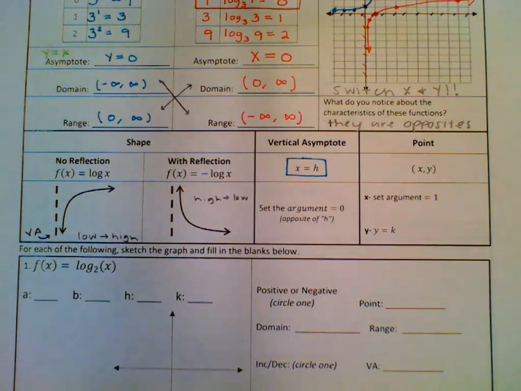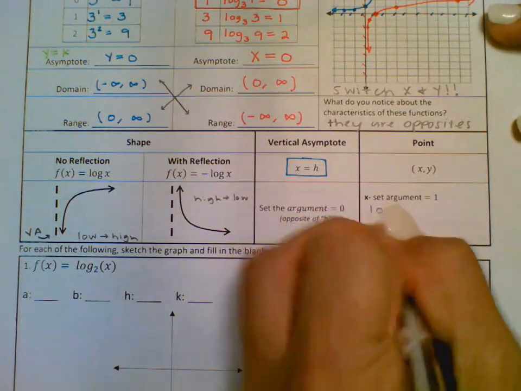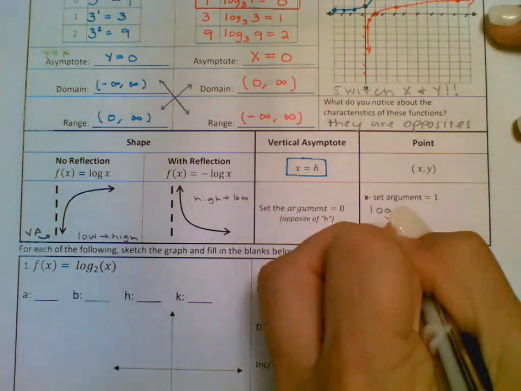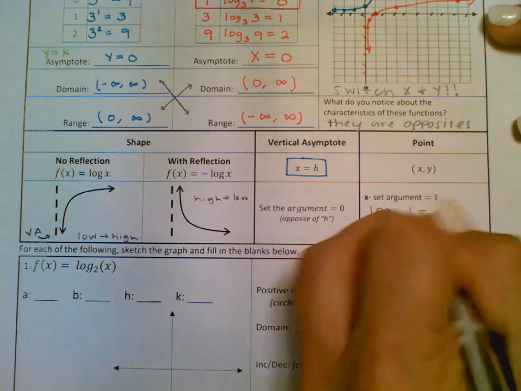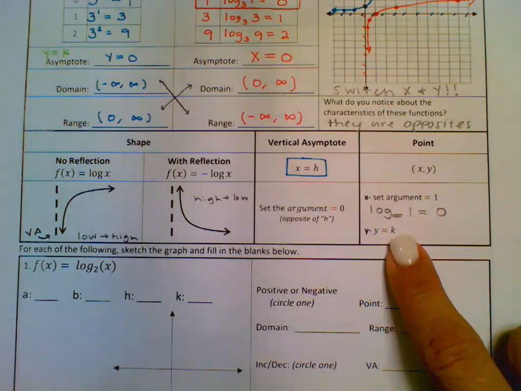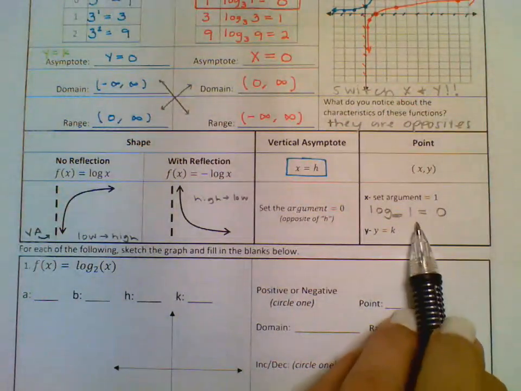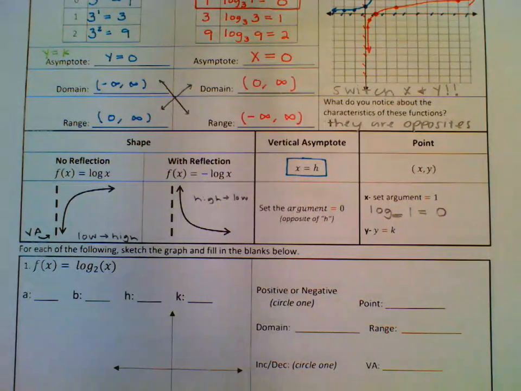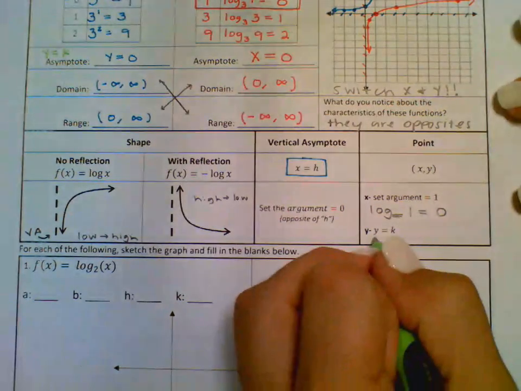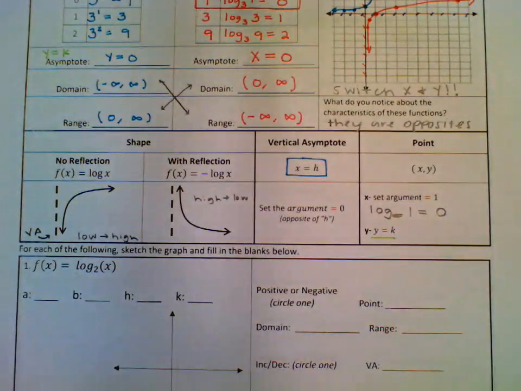For the point, we want to go off of the idea that we're setting the argument equal to 1, because if you remember, I just said before, if we have any base and the argument is 1, that's always going to be a 0, because the exponent that turns any base into a 1 is a 0. And then the y value is just going to be your k. So our point is going to be whatever makes the argument equal to 1, and our y value is always the k value. So let's practice.